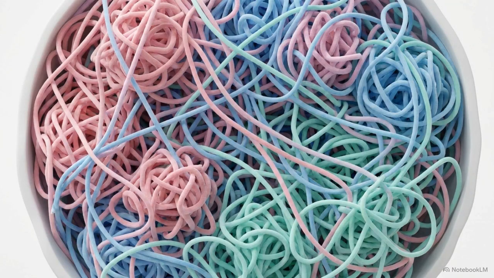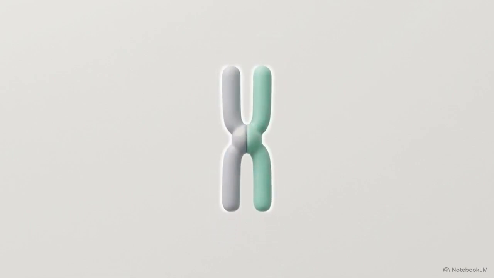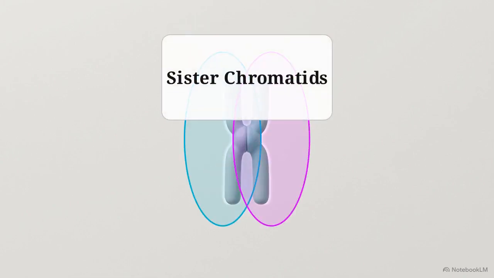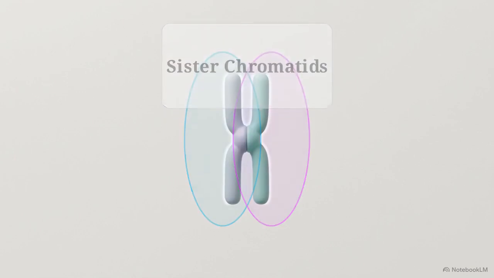Before division can begin, the cell must change the physical organization of its DNA to prevent it from tangling or breaking during transport. In a resting cell, DNA exists as chromatin, a loose, dispersed mass. To prepare for division, this material coils and condenses into the dense, structured units we recognize as chromosomes. Because the DNA was replicated earlier, each condensed chromosome is composed of two identical halves, known as sister chromatids.